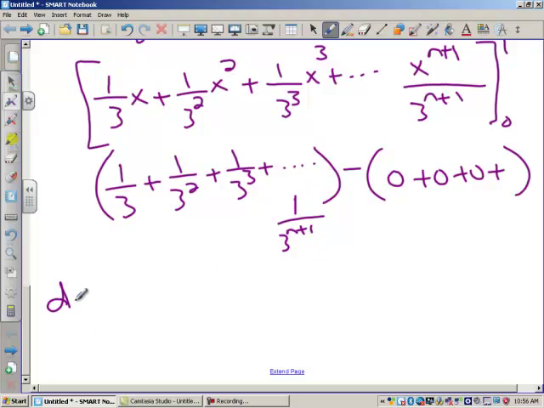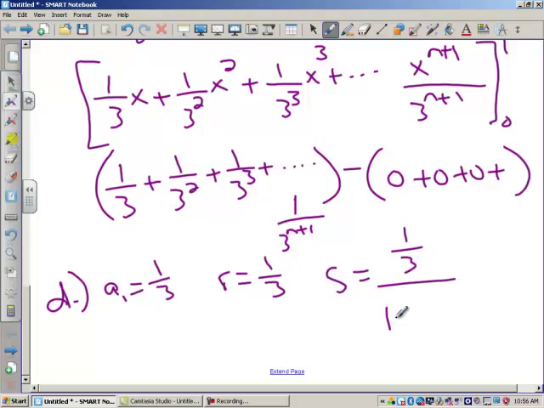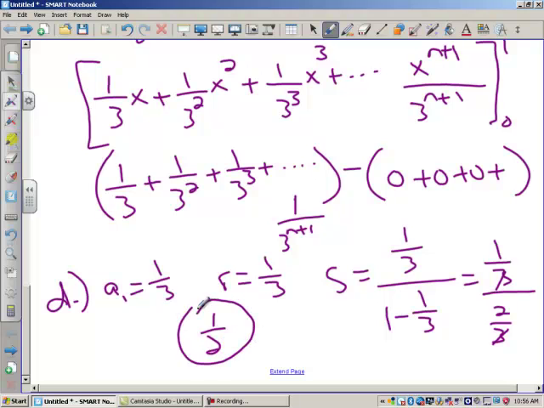All right, part D. Find the sum of the series determined in part C. So I have to find the sum of this series. Well, you should see that this series is obviously a geometric series. I have a first term, which is 1/3, and I have a common ratio, which is also 1/3. We're multiplying by 1/3 each time. So my sum is going to be my first term divided by 1 minus that common ratio, which is 1/3 divided by 2/3, which is 1/2. So there's the answer to that one.